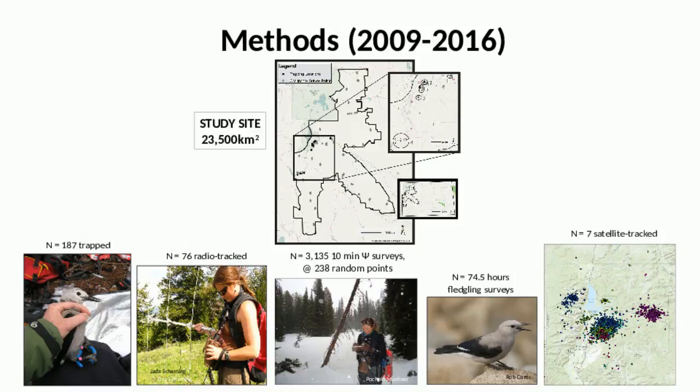Over 3 years, I've radio tracked 76 of those birds. So we followed individuals around and figured out who they were with, what they were doing, what they were eating, what habitats they were using. And then we conducted over 3,000 10-minute occupancy surveys at 238 random points over the years, a number of fledgling surveys. And then since 2014, I've been satellite tracking 7 nutcrackers.